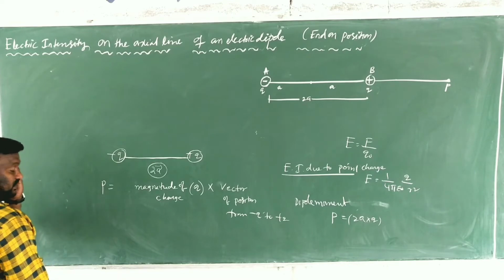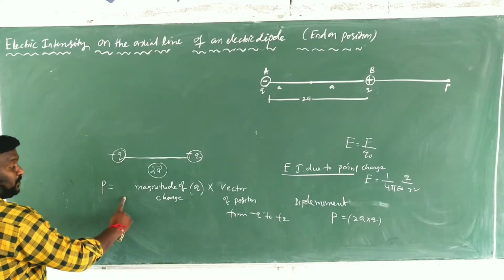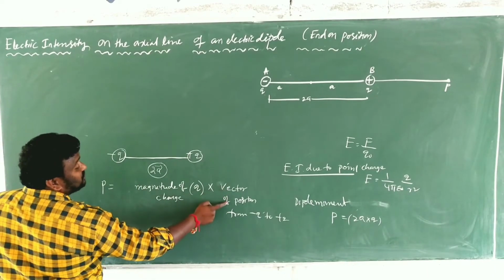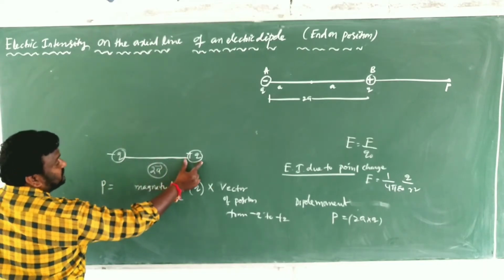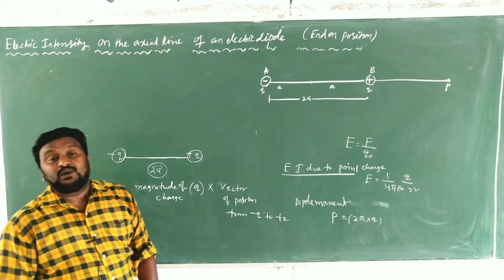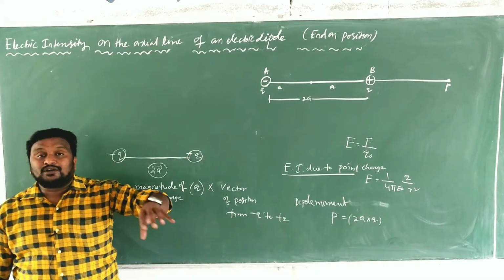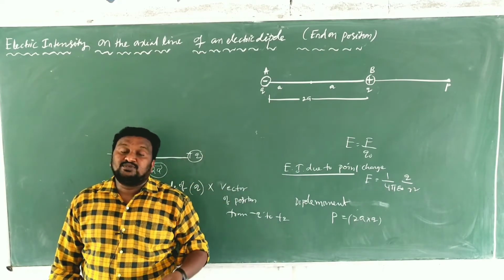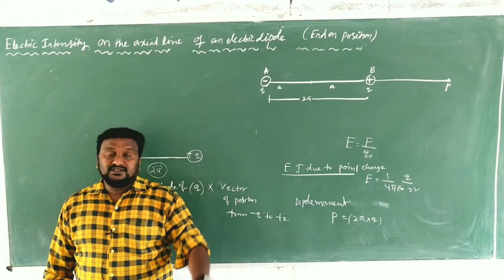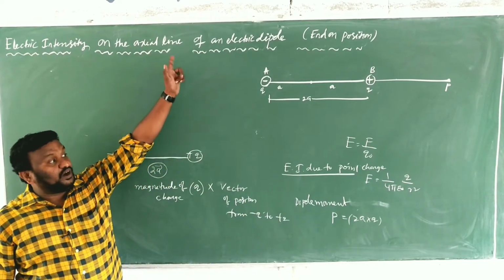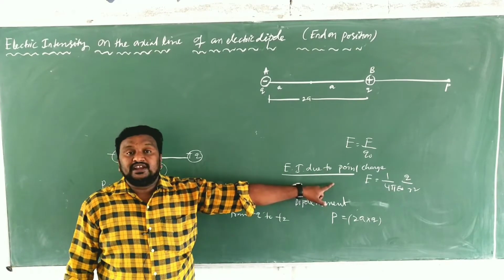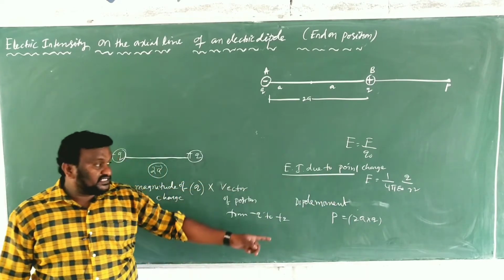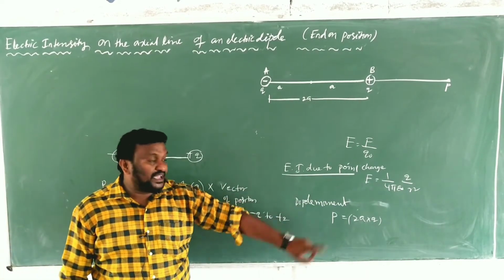So you have to remember these two things. Dipole moment is the product of the magnitude of charge and the position vector from the negative charge to the positive charge. In simple words, dipole moment is the product of the magnitude of charge and dipole length. For this derivation you have to remember these two things. Electric field intensity due to a point charge is E is equal to 1 by 4 pi epsilon naught q by r square. And the next thing is dipole moment: p is equal to 2a into q.